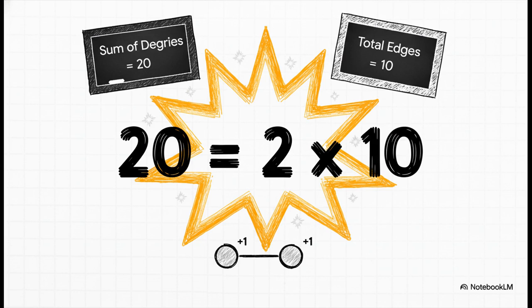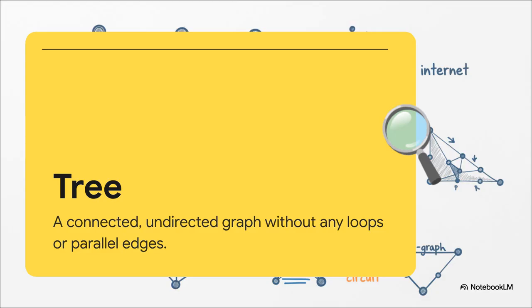Next, let's just count the total number of edges, the lines in the graph. There are 10 of them. And just like the theorem promised, 20 is exactly equal to 2 times 10. It works perfectly. And it makes sense, right? Because every single edge has to connect 2 vertices, so each edge contributes exactly 1 to the degree of 2 different points.